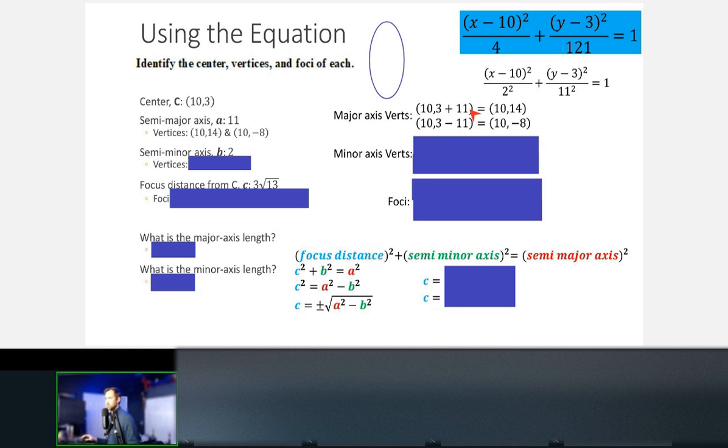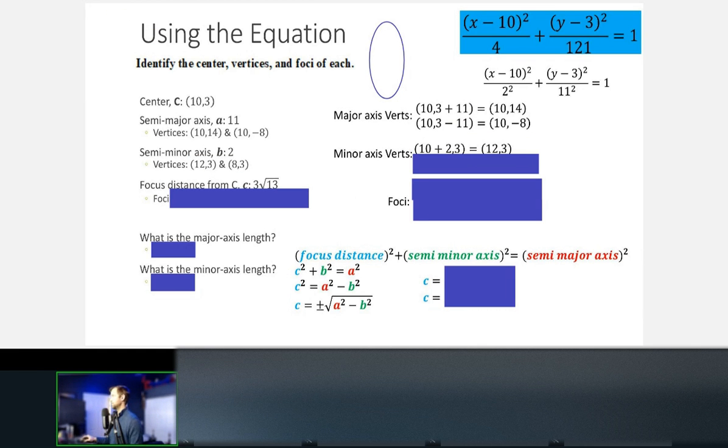It's up to you how you want to show it on your paper. I'm trying to show you how to condense your work, but still have it make sense. And then the minor, what are the two minor points? 8 comma 3 and 12 comma 3. Yep, doesn't matter the order. Those look right.